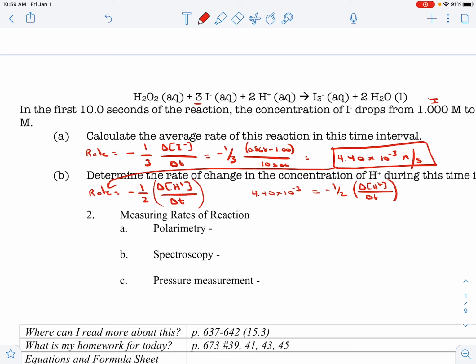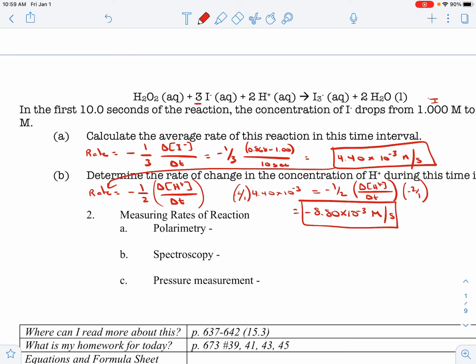All right, so to isolate this, we need to multiply by negative 1/2 on each side, right? Negative 2 over 1. Take that to the other side. And we should get negative 8.80 times 10 to the negative third molarity per second.